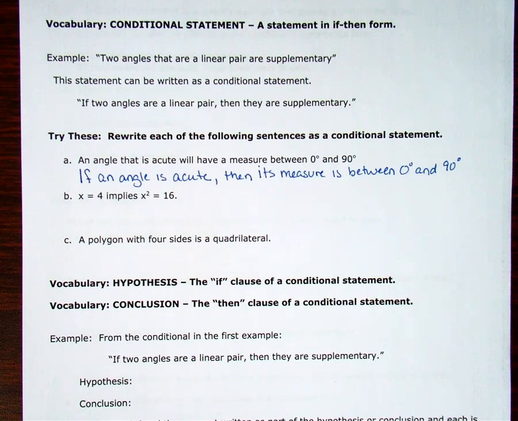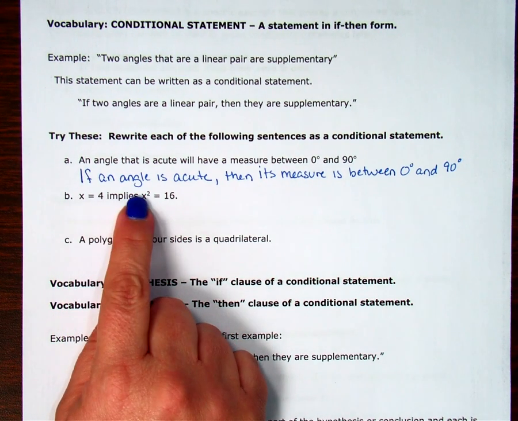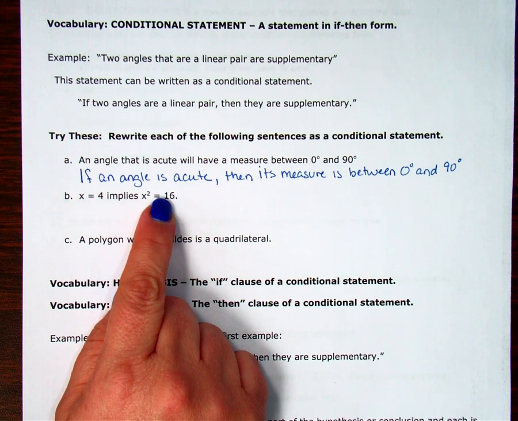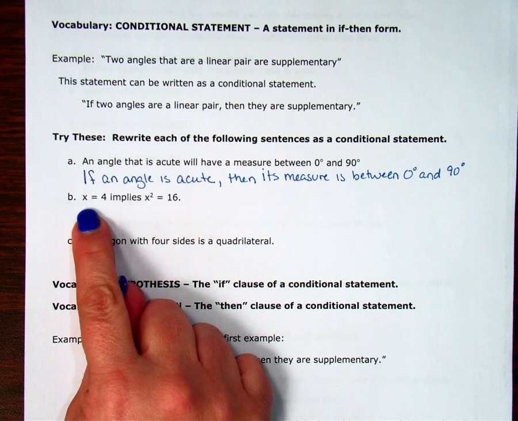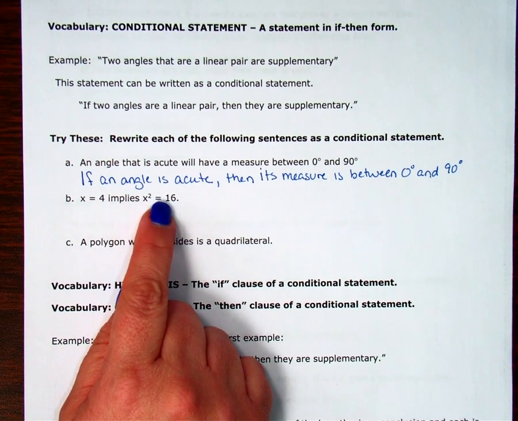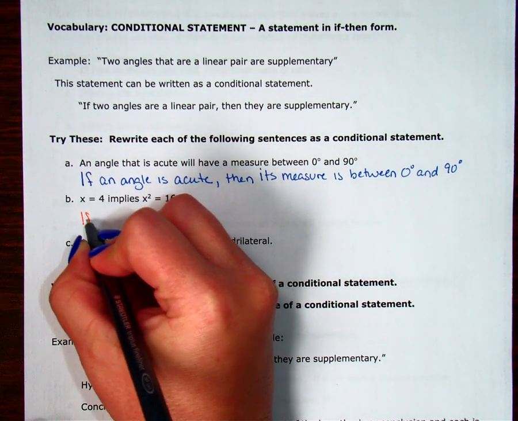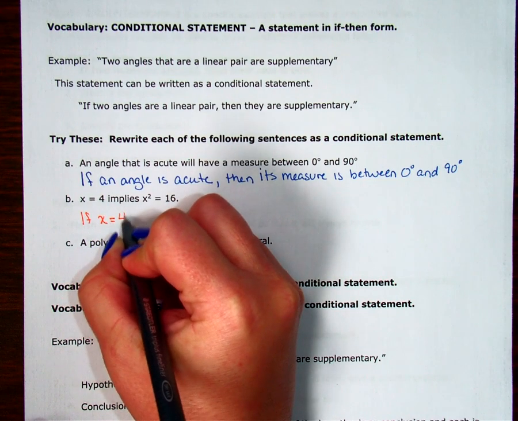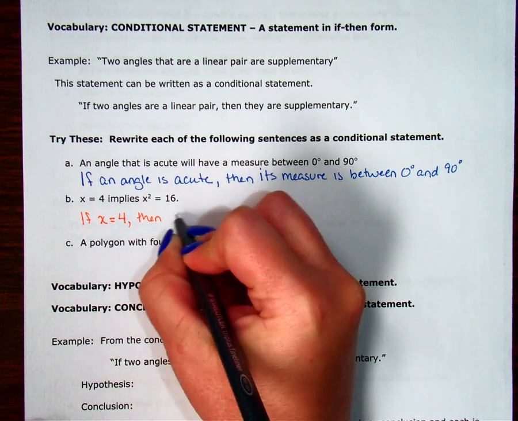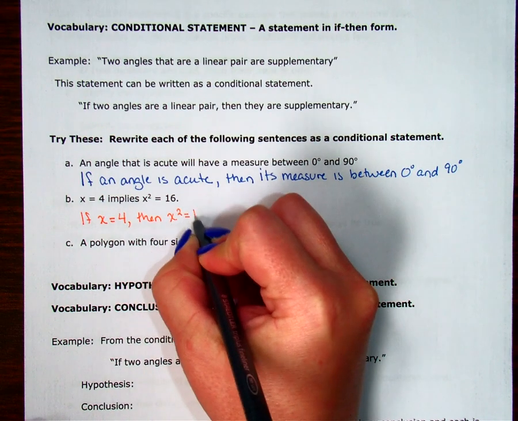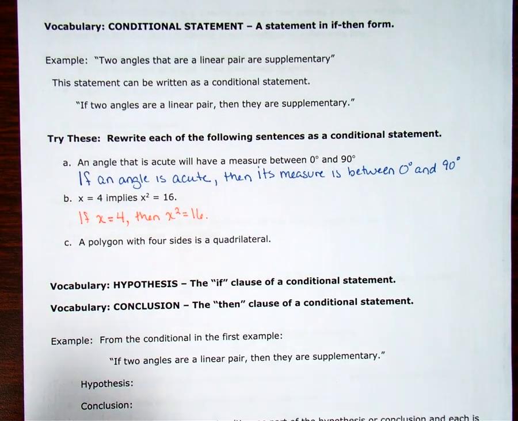Okay? When I look at the next one, it says x equals 4 implies x squared equals 16, because if x is 4, then when I square it, I'm going to get 16. Well, did you hear it? I just said it. If x is 4, then x squared will equal 16. Right? Because 4 times 4 is 16. All right, so if x equals 4, then x squared equals 16.